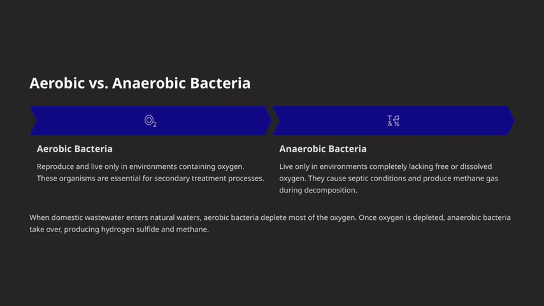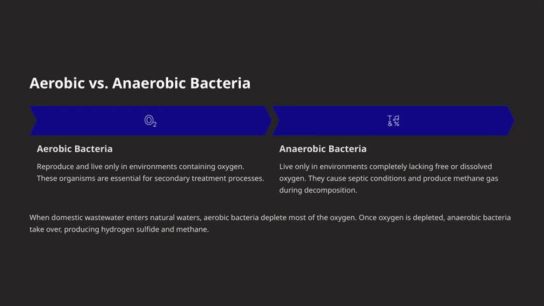Let's take a closer look at aerobic versus anaerobic bacteria. First, we have aerobic bacteria. These organisms can only reproduce and survive in environments that contain oxygen. They're actually quite important in secondary treatment processes because they help break down organic matter using the oxygen present. On the other hand, anaerobic bacteria live only in environments where there's no free or dissolved oxygen at all. These bacteria are a bit more problematic because they can cause septic conditions, and during decomposition, they produce methane gas, which is a potent greenhouse gas.